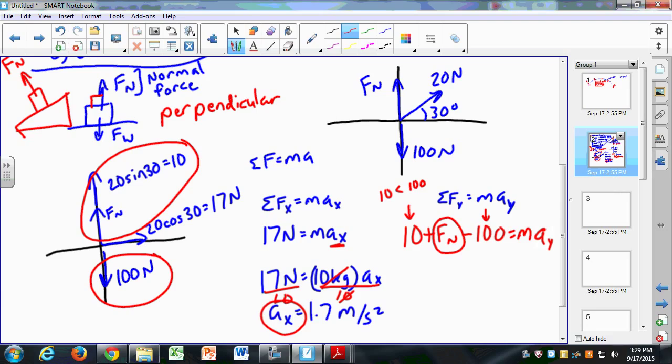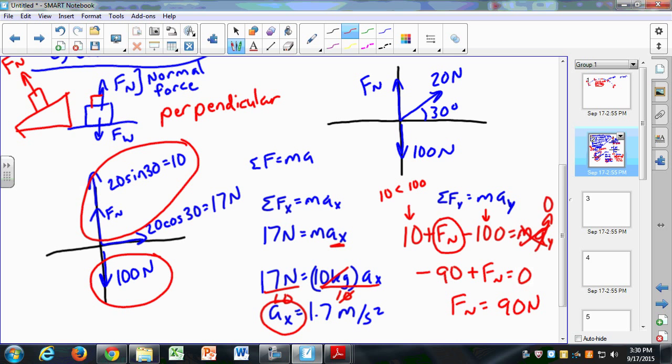All right. So here, I know that AY is equal to 0. Listen, practically all the time it's going to be 0, and I'll probably say that it's sliding across the ground, and then it's not moving in the y direction. And so in this case, MAY goes to 0. So I have 10 minus 100, that's negative 90, plus Fn equals 0. So Fn is equal to 90 newtons.